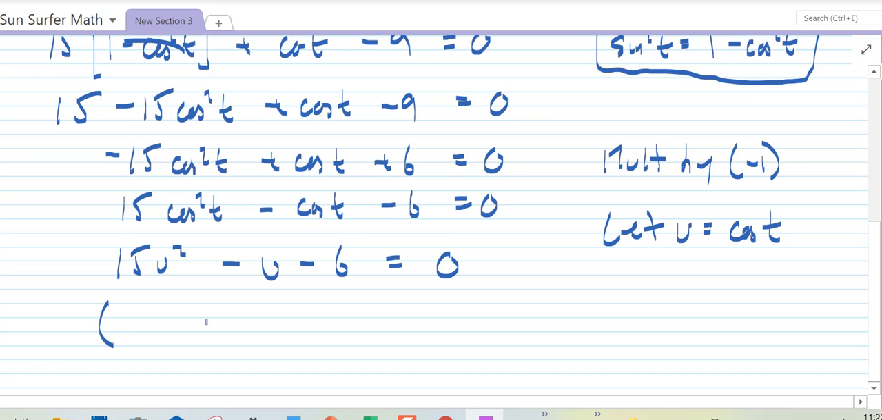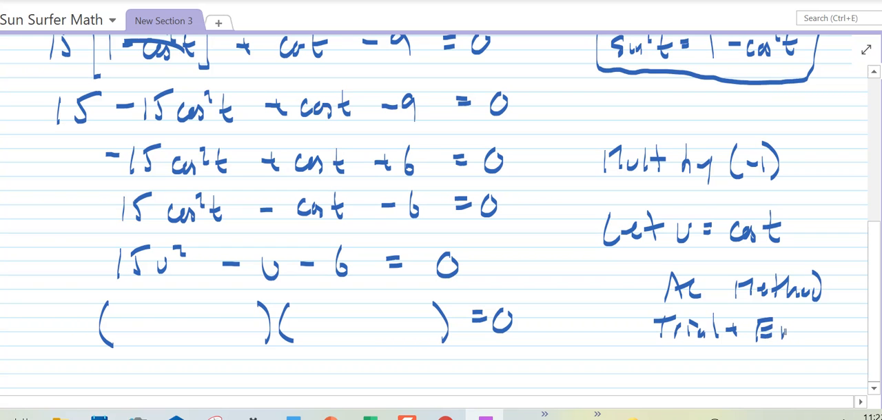Now, there are a number of ways, as I've stated in class, to do this. You can use the AC method, or you can use the trial and error method, which is what I basically did to factor this. And it factors into 3u minus 2 times 5u plus 3. And you can verify by foiling this.